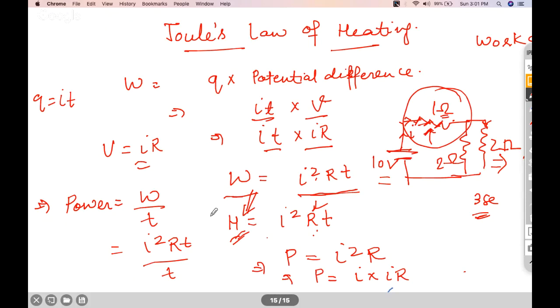Why does it get heated? It gets heated because a certain current is passing through the filament of the bulb, and because of the current passing through it, there is some I squared R T heat getting generated, and that heat is making the temperature of the bulb rise. So that is why you feel it to be hot. That's it. So this is what power is.